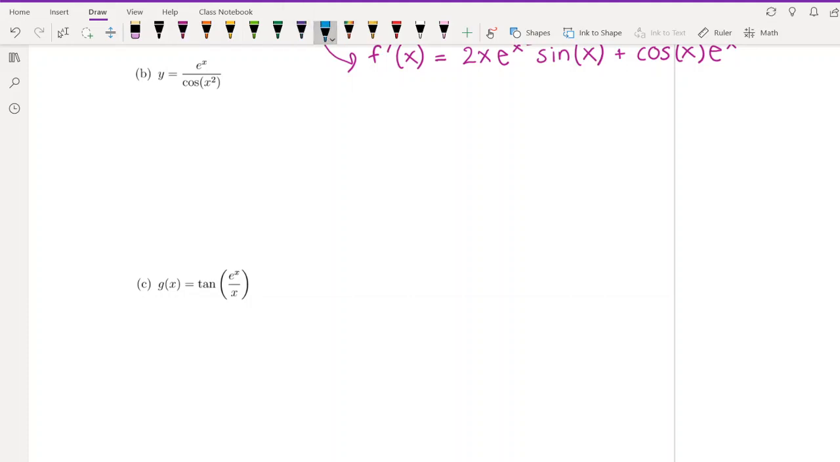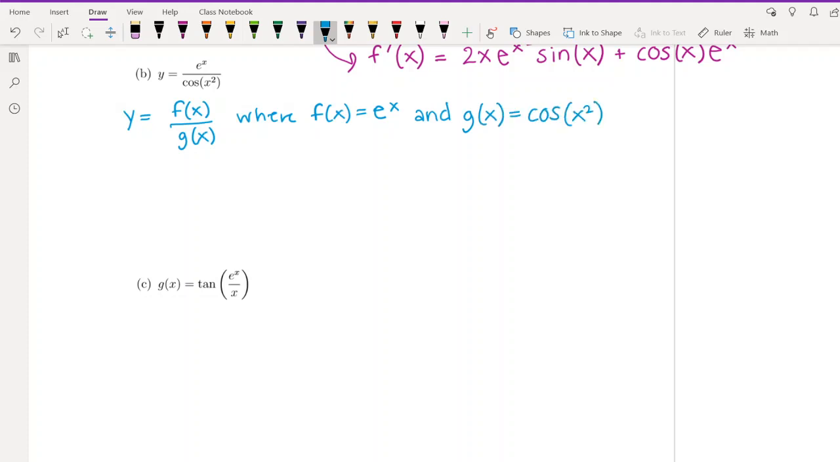So we can write this function as, y is equal to, maybe we can just use f and g. So y is equal to f of x over g of x, where f of x is equal to e to the x, and g of x is equal to cosine of x squared. Right? If you take those two functions, f and g, and divide them, you get e to the x over cosine of x squared. So let's come back and do that derivative in a second.